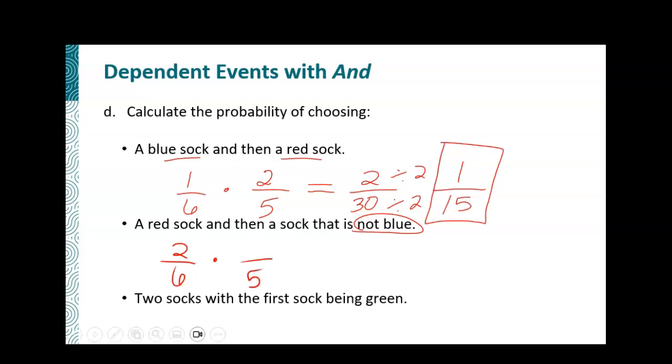So let's talk about it. So there's 5 now because we already picked one, right? But it's asking something that is not blue. But we already took a red one. So how many red ones are left? 1, because we took one the first event. And then how many green ones is there? 3. 1 plus 3? 4.